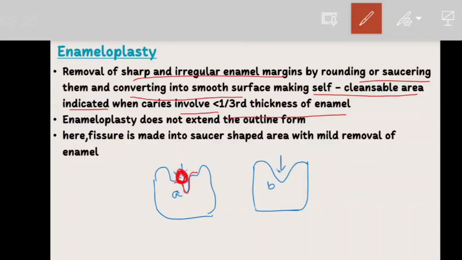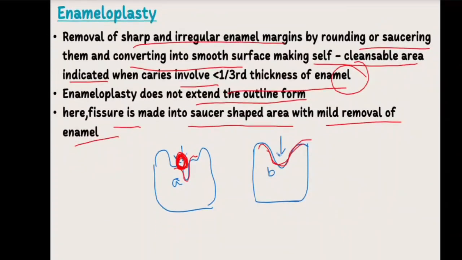So suppose this one is a fissure, and here caries is involved. So by enamel plasty we convert it into a round shape, where less than 1/3 of the thickness of the enamel has caries. So enamel plasty does not extend the outline form. Here the fissure is made into a saucer-shaped area with mild removal of the enamel.